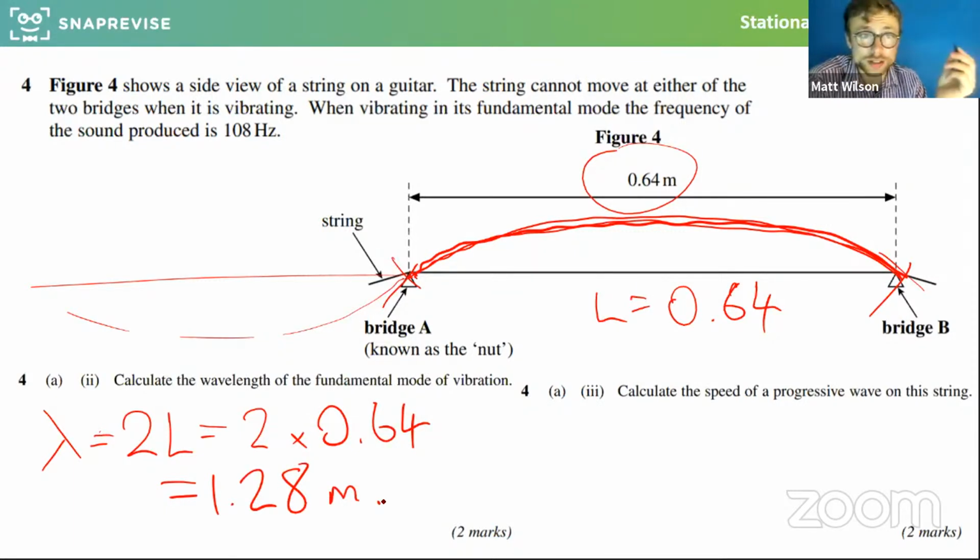So now we're asked to calculate the speed. So what formula can I use to calculate the speed of a wave if I know the wavelength and I know the frequency?